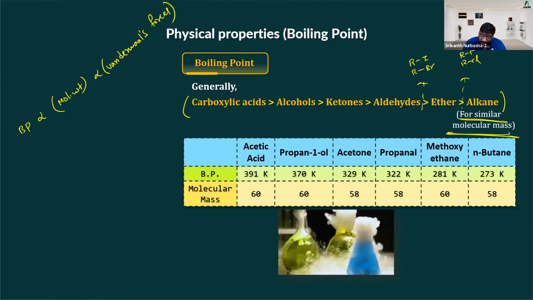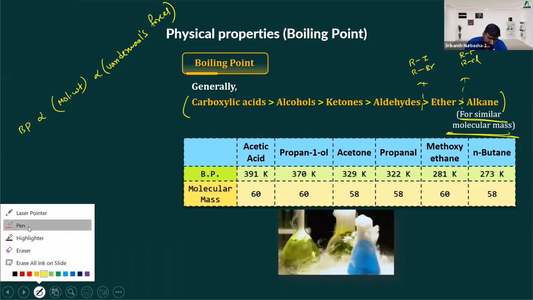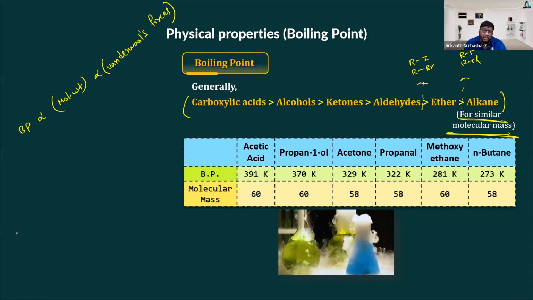So this is acetic acid, and if you compare the molar masses, they are 60, 60, 58, 58, 60, 58. That means almost the same molecular mass. So the boiling point order: acetic acid greatest, 391, then propanol 370, then acetone 329, propanol 322, methoxymethane ether 281, n-butane 273. Okay, this is how the boiling point varies. Boiling point purely depends upon intermolecular force of attractions.